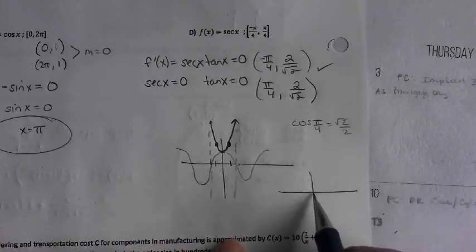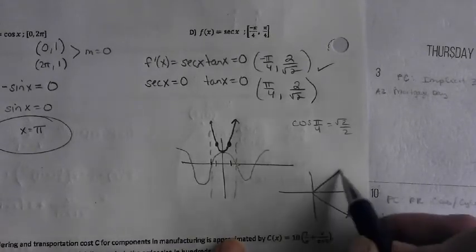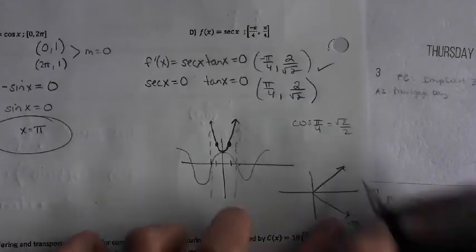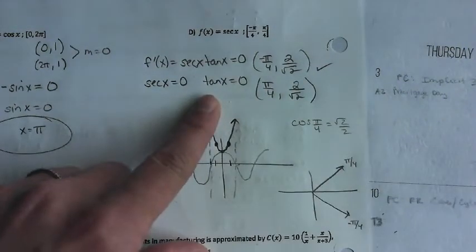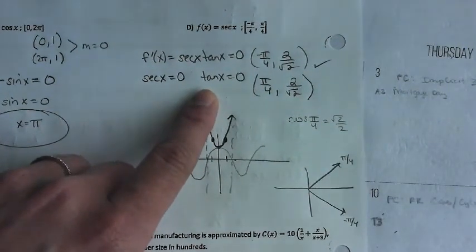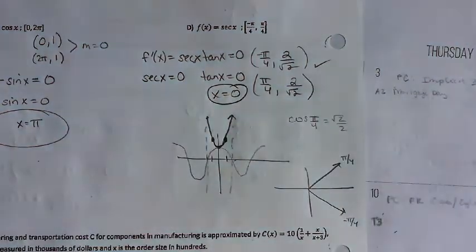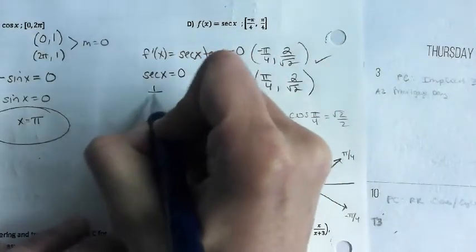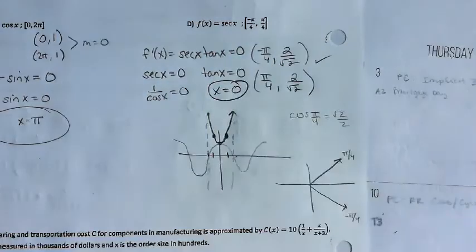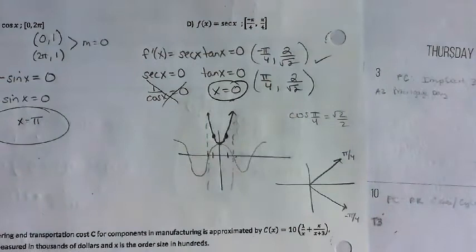So if it helps you, like it helps me, I'm going to think of the unit circle. Between negative pi over 4 and positive pi over 4, we'll start with tangent because it's easier. When does the tangent equal 0? At 0. And when does the secant equal 0? Secant is 1 over cosine of x. Never. So you only have one answer.